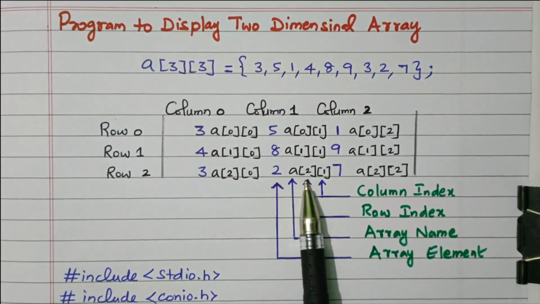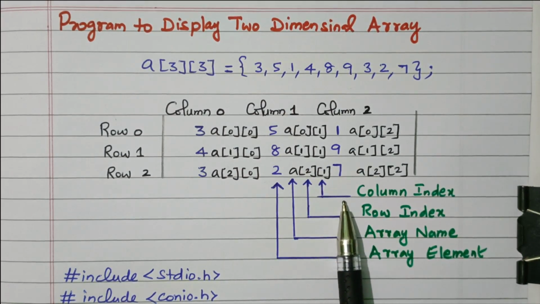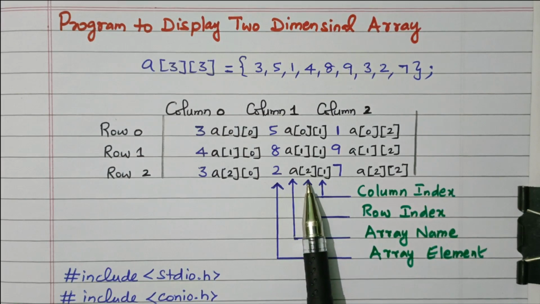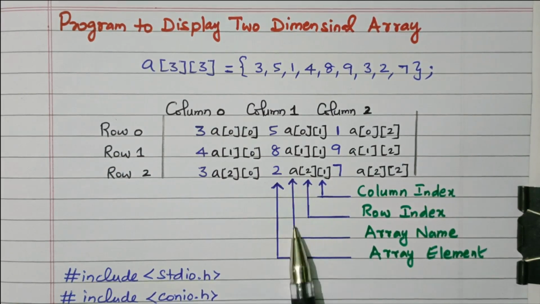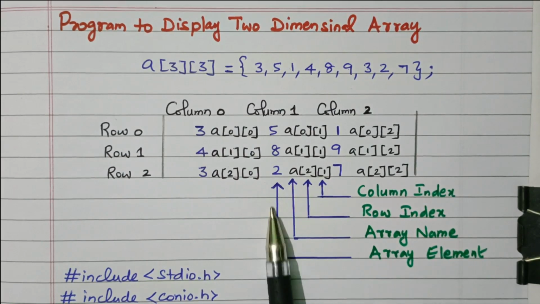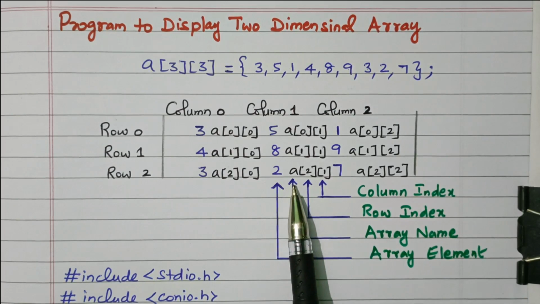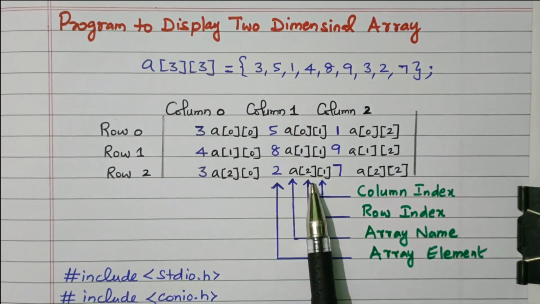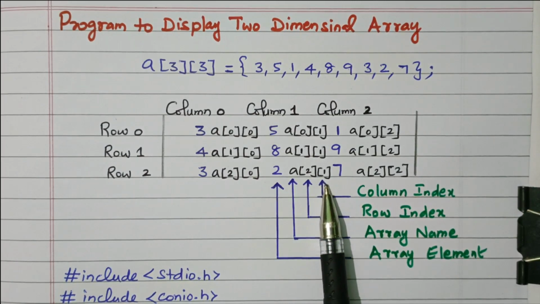Right? We will see the analysis. We will analyze this. So this number is nothing but a column index. It indicates column index. This number indicates row index. This is nothing but the array name. This is nothing but an array element. Right? The 2 is the array element. A is the array name. 2 indicates row index. This 1 indicates column index.